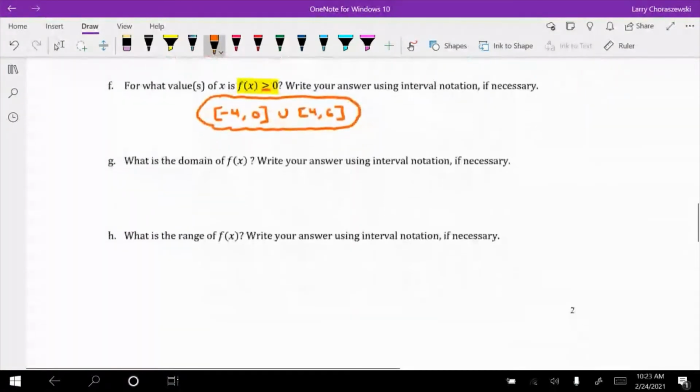All right, gang. I'm going to actually kick parts G and H off to you folks. All right? Determine the domain and determine the range. Use interval notation for each of these. I'll check in with you in about a minute.